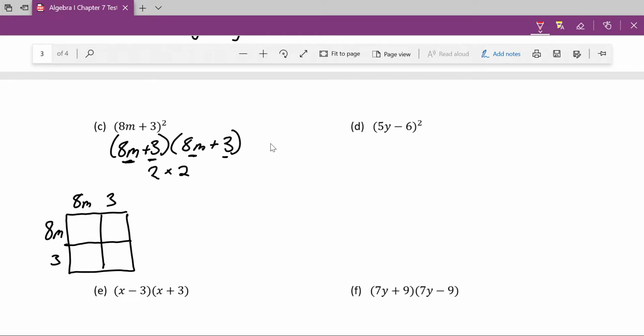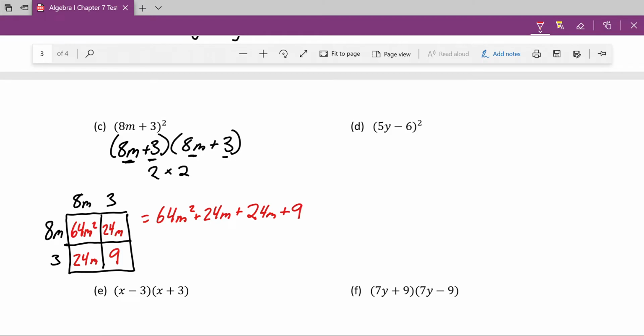So 8m times 8m, well, 8 times 8 is 64. M times m is m squared. All right, 3 times 8 is 24, and with an m. 3 times 8m is, again, 24m. And 3 times 3 is 9. So what we can do right here is we can go ahead and say, all right, we know that this equals 64m squared plus 24m plus 24m plus 9.